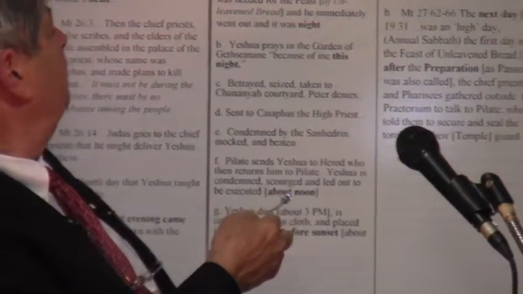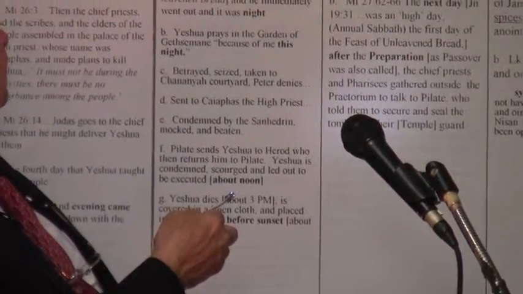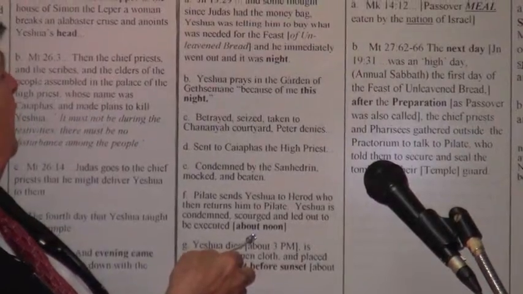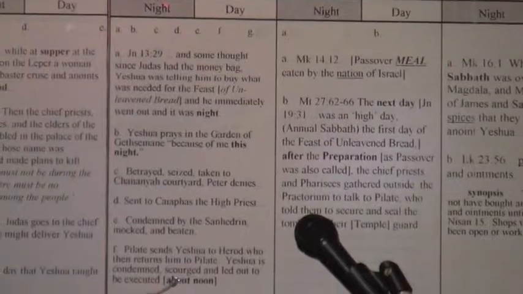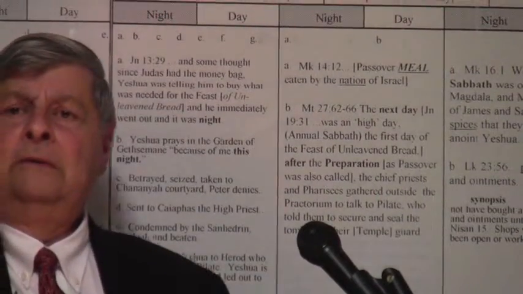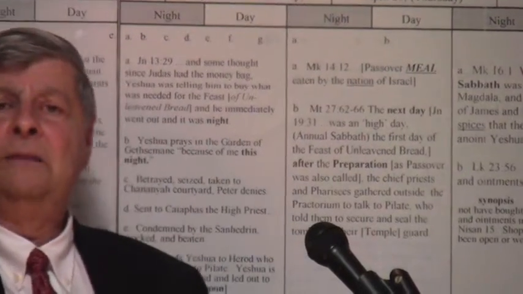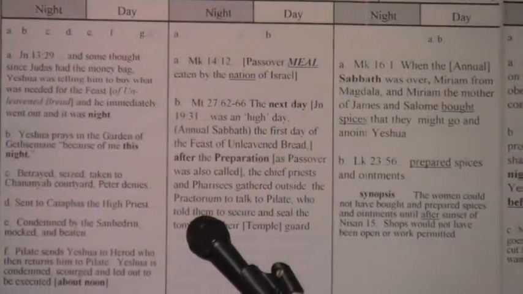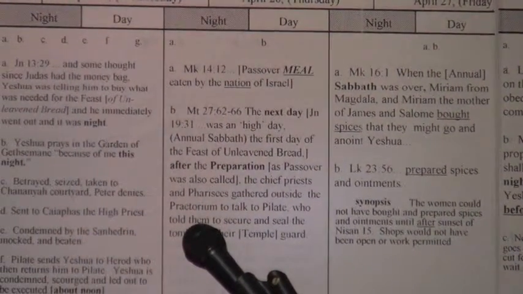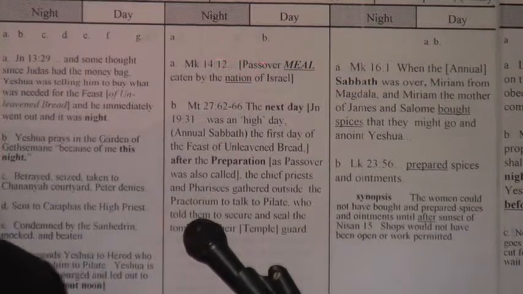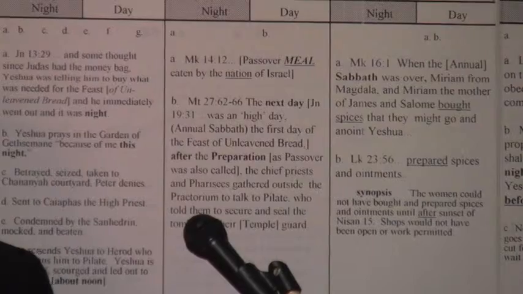D, now, by now it's approaching dawn. He's sent to the high priest. And of course we know he was condemned by the Sanhedrin. By now it's early morning. Now these were old guys. They didn't rack them out of bed in the middle of the night. They waited until it was daylight. Just gotten to be daylight. And so these old guys went there and did what they did.